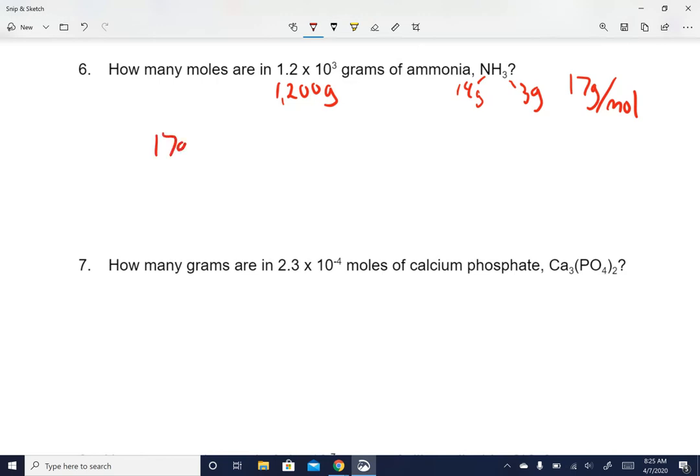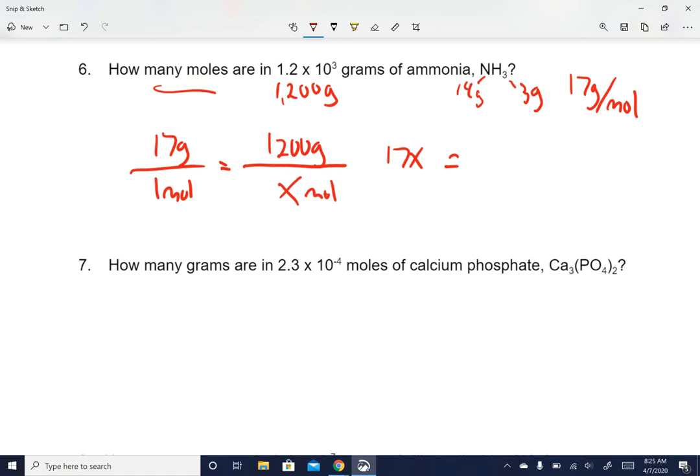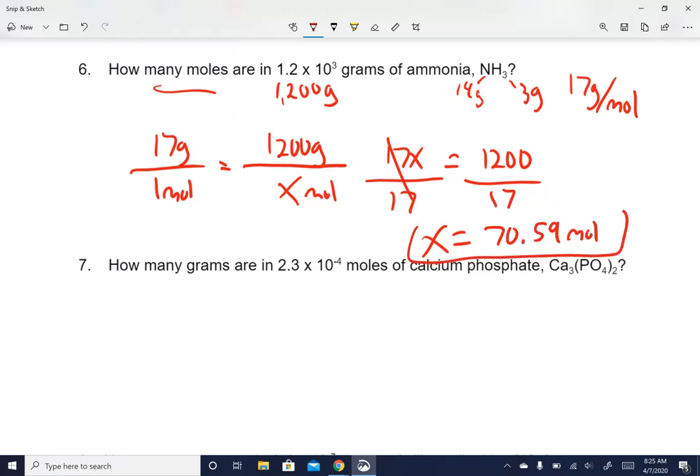If we know 17 grams are in 1 mole, we want to know how many moles. Always know what you're solving for. How many moles, X moles, in 1,200 grams? Cross multiply, you get 17X equals 1,200. Divide by 17, so X equals 1,200 divided by 17. We get 70.59 moles.